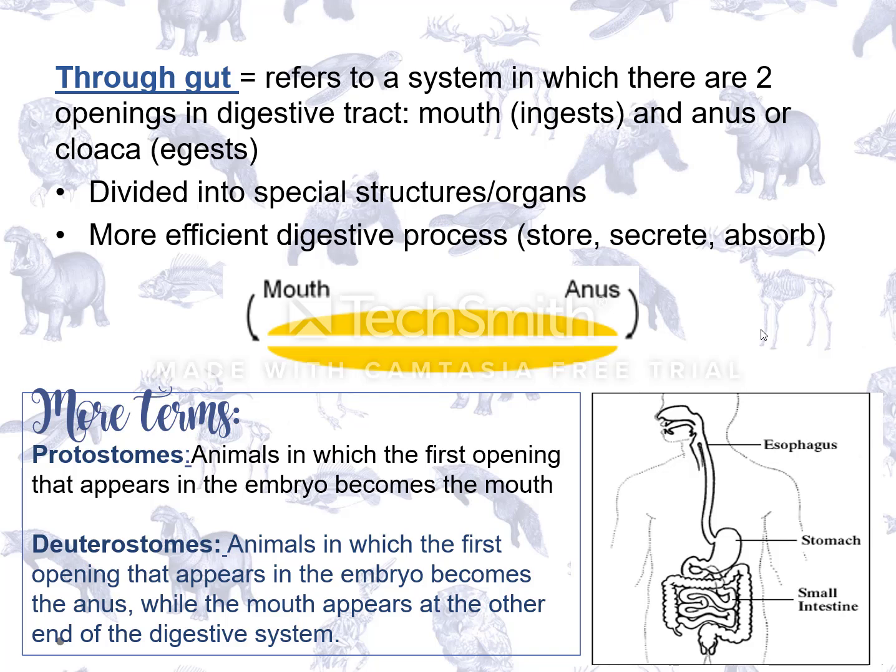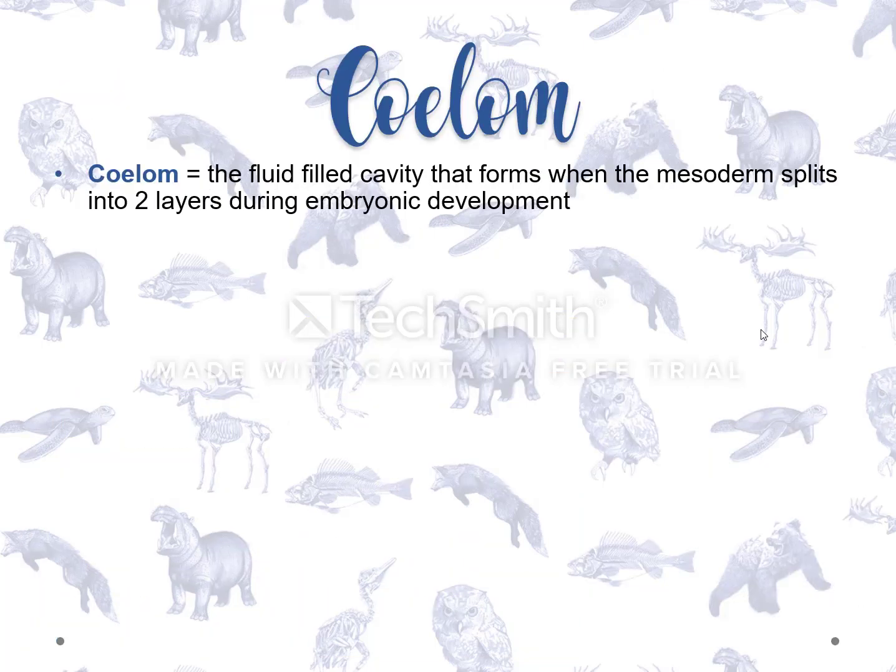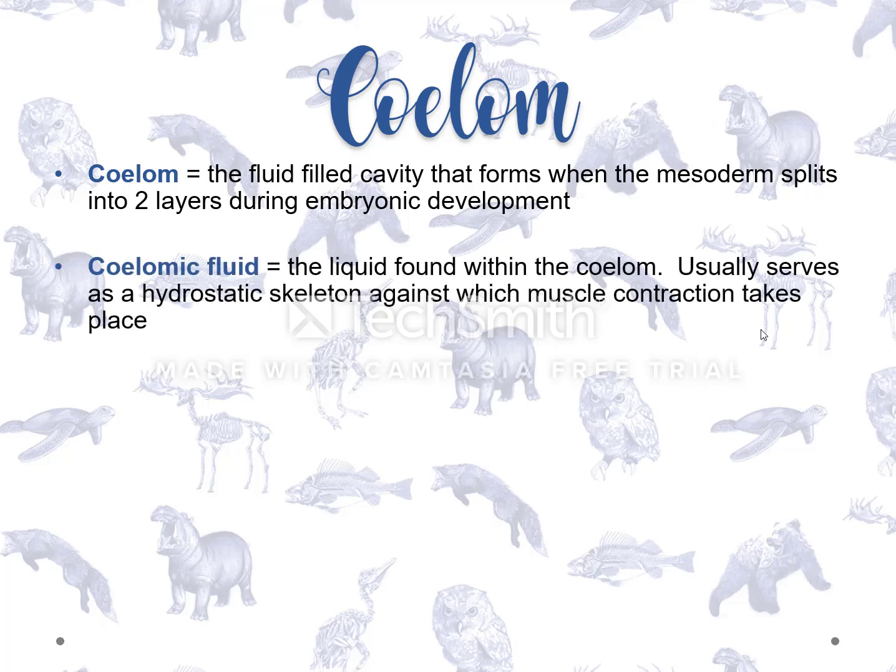Right. The next key feature of body plans is called the coelom. A coelom is a fluid-filled cavity. It's a space that is filled with fluid, and it usually is formed within the mesoderm, so it splits the mesoderm. If there is a coelom, the fluid found inside it is called coelomic fluid, and coelomic fluid acts as a hydrostatic skeleton.